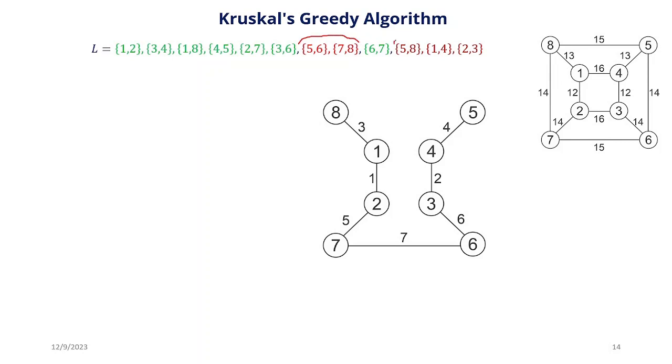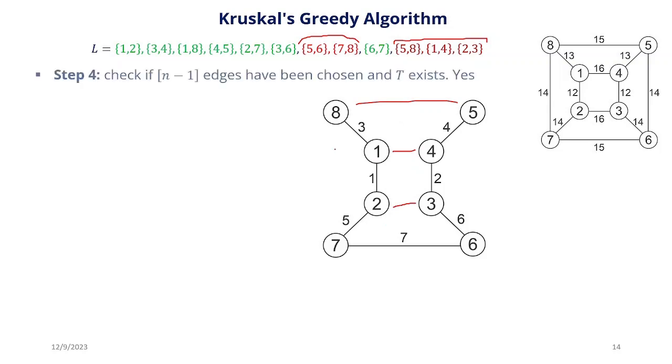Now you should also consider the remaining edges and see whether they will form a cycle. So if we had taken 5 and 8, we would have just closed it, and that's a cycle already. It's not allowed. If we have taken 1 and 4, we would have closed it. It's not allowed. If we have taken 2 and 3, we would have closed it, so we discard the remaining last 3 items. So check if n-1 edges have been chosen and T exists. Of course they have been chosen, and the spanning tree does exist. So we output T and we end the algorithm.